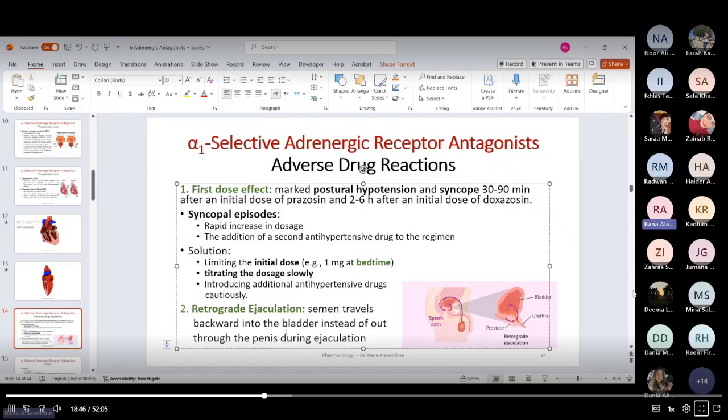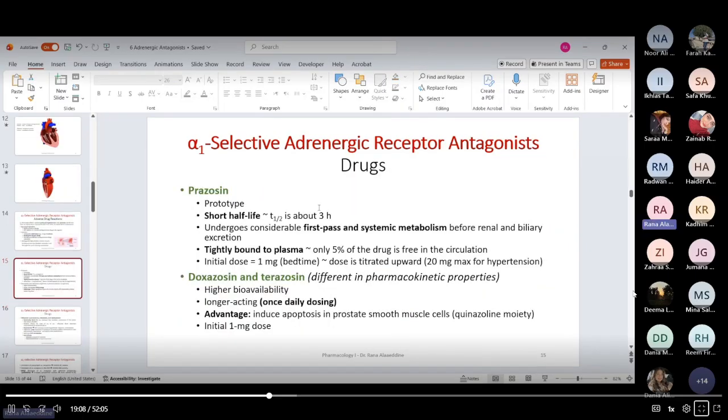Another problem that might happen with those patients is something that we call retrograde ejaculation. The semen might travel backwards to the inside rather than outside when ejaculation needs to happen. This is a temporary problem that can happen with certain patients.